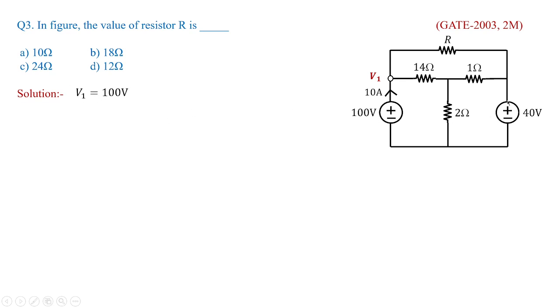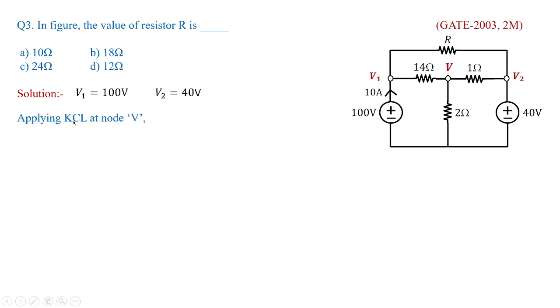If at all you observe, V2 on the opposite side is 40 volts. So as I told you, by looking into the problem, certain data will be available. So you have to observe the question as well as the figure carefully so that the data can be easily derived from the given problem. So here V1 is 100 volts, V2 is 40 volts, and current delivered by 100 volts is 10 amperes.